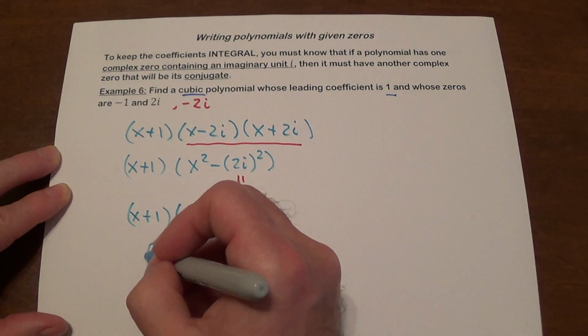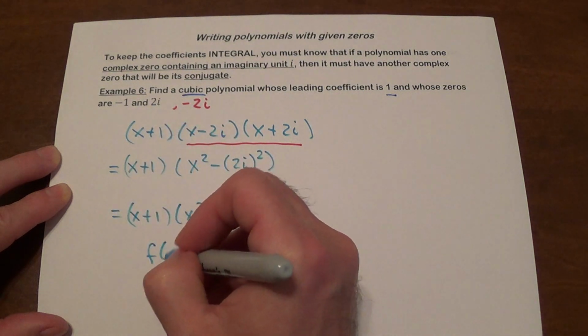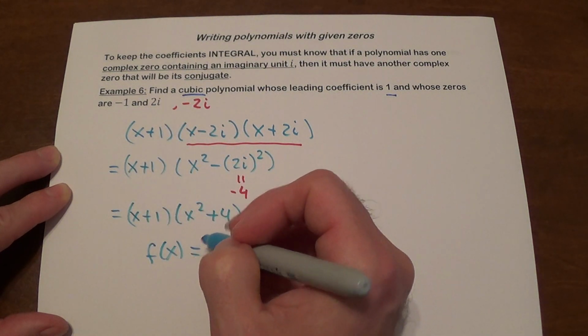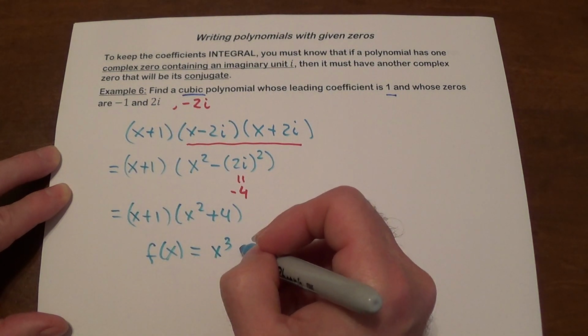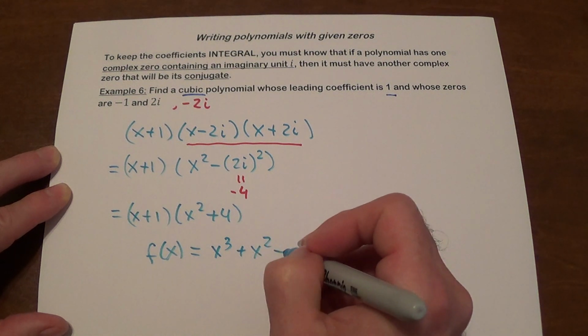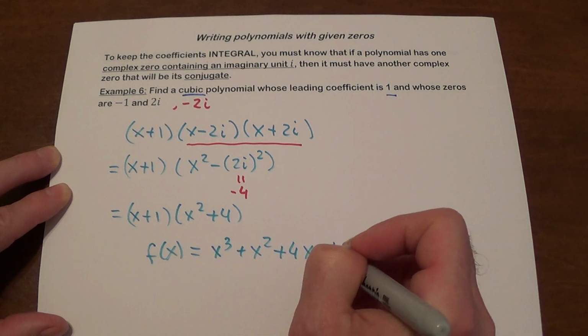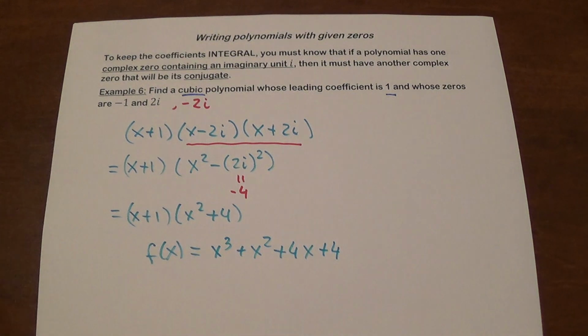And you finally write that as your polynomial function, which is going to give you x cubed plus x squared plus 4x plus 4. Okay?